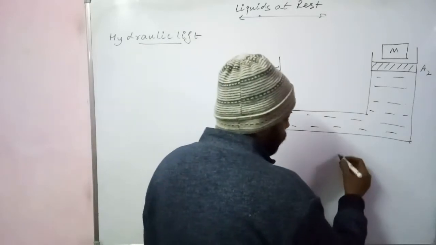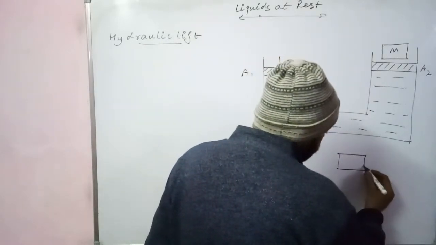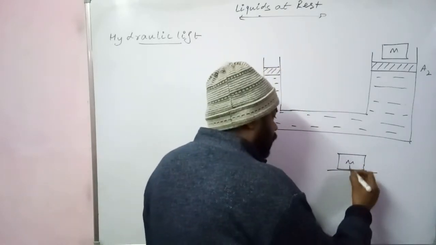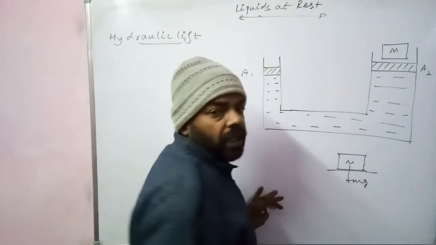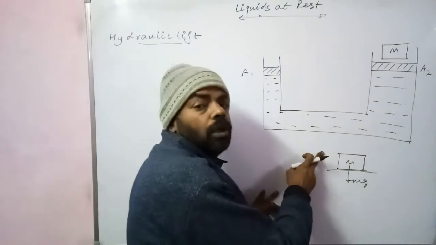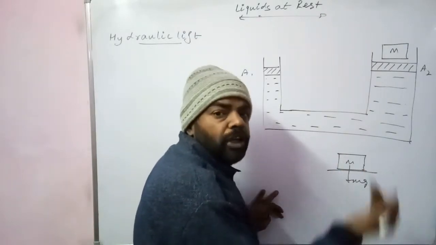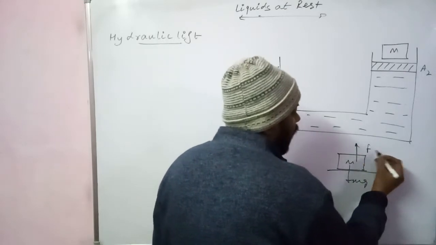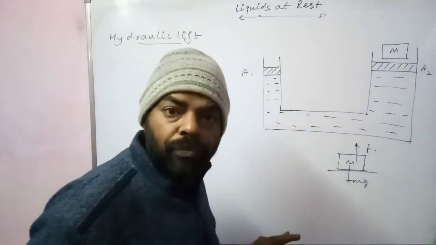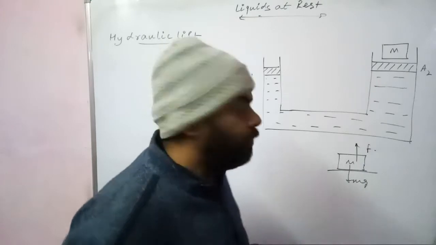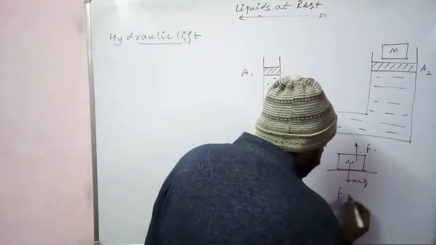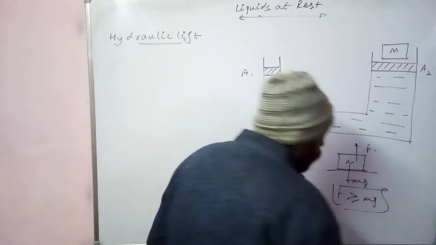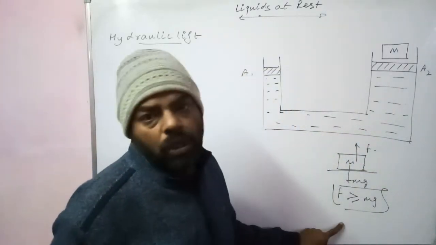ध्यान से देखिए बेटा, block whose mass is M, the weight of the block is mg, which is vertically downward. If we want that this block is to be lifted vertically upward, then since an upward force, say F, is to be applied on this block. Now this block can be lifted only when this F is greater than or equal to mg.